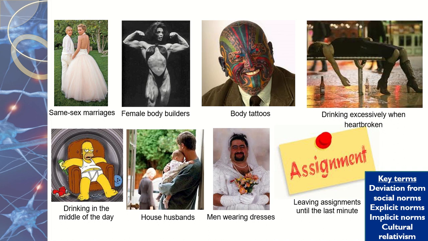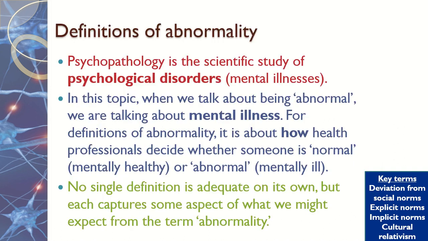If you compared this to your grandparents, for example, they might have said that having tattoos isn't very normal because not many people used to have tattoos, or that house husbands weren't so common then, so they would view them as less normal. So there are different definitions of abnormality, but psychopathology is looking at the scientific study of psychological disorders. And when we talk about abnormal in this topic, we're talking about mental illnesses, not your usual definition of abnormal. It might be worth writing down somewhere that that's what we mean by abnormal.